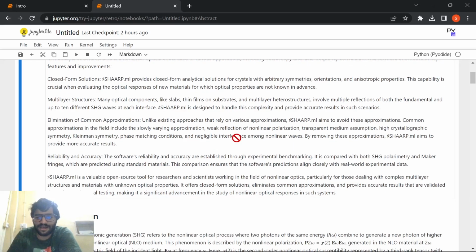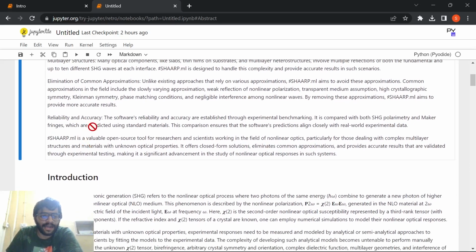Current techniques such as Maker fringes and SHG polarimetry use multiple approximations such as slowly varying approximation, weak reflection of nonlinear polarization, transparent medium assumption, high crystallographic symmetry, Kleinman symmetry, phase matching conditions, and negligible interference among nonlinear waves. By removing these approximations, Sharp.ml aims to provide more accurate results.